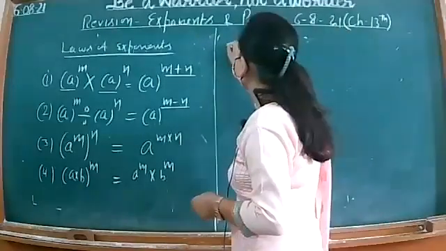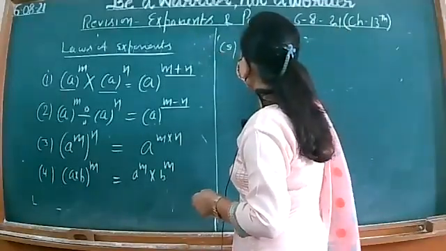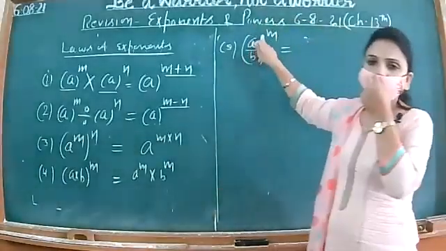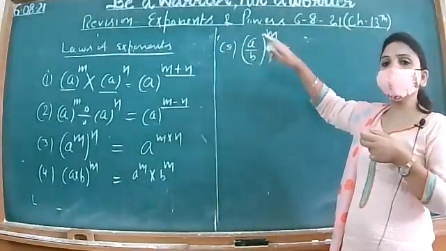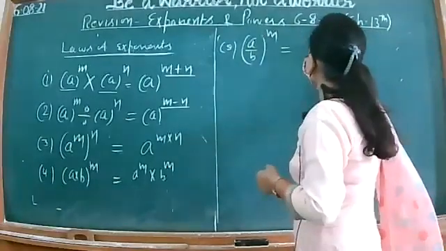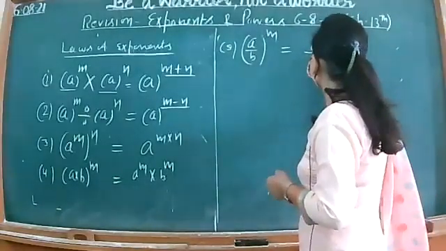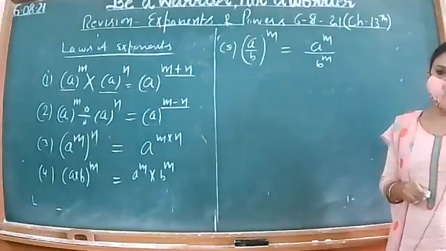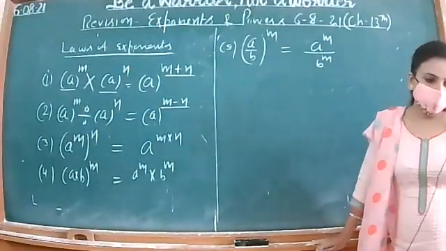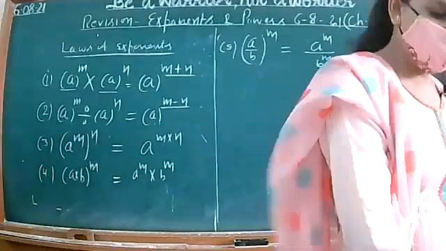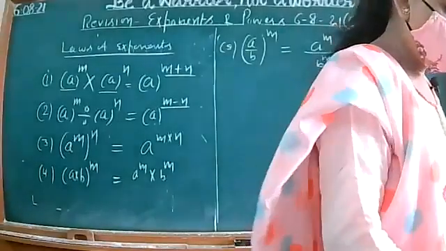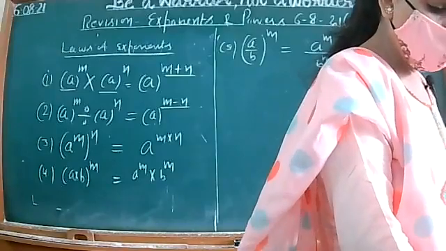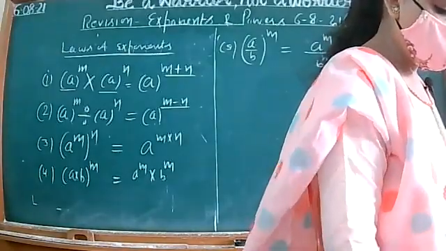Fifth law. A over b raised to power m. One is above, one is below, but the power will be given to both of them. A raised to power m over b raised to power m. So these laws of exponents are very important to learn to do the next exercise.